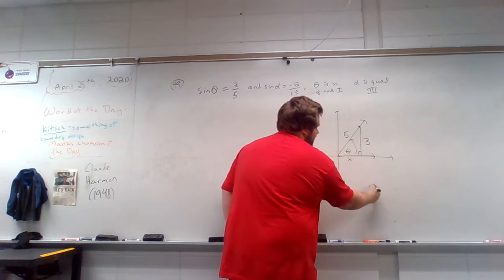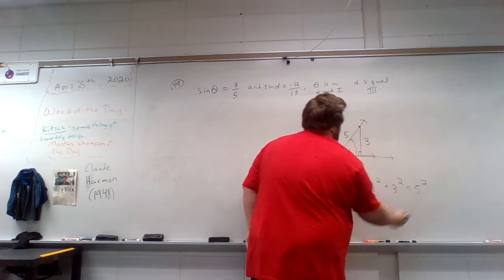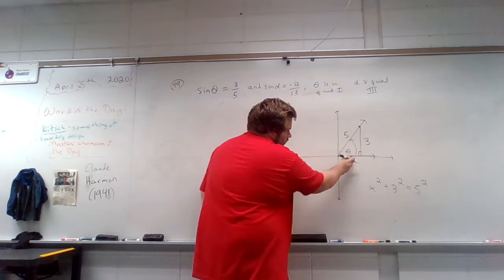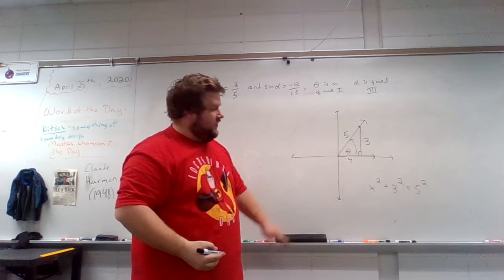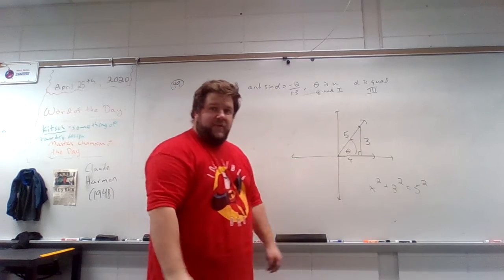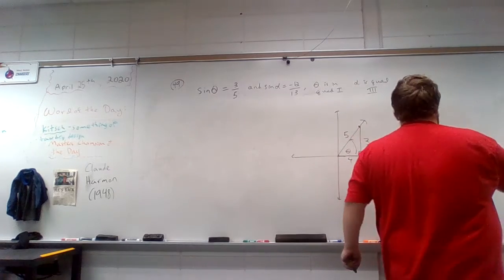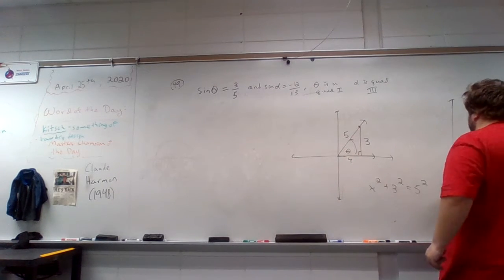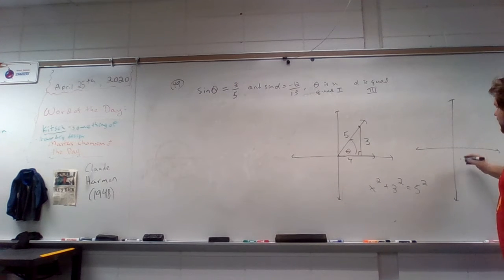I could call it x and do x squared plus 3 squared equals 5 squared and go through and figure out that's 4, or just remember your 3, 4, 5. And it's got to be 4 because we're in quad 1. It's positive. So that's your picture for angle theta. Also got to make a picture for angle alpha. Now alpha is in quadrant 3. So it's down here. And there's alpha.